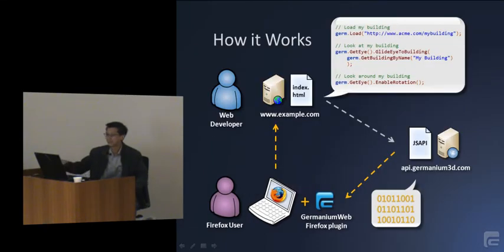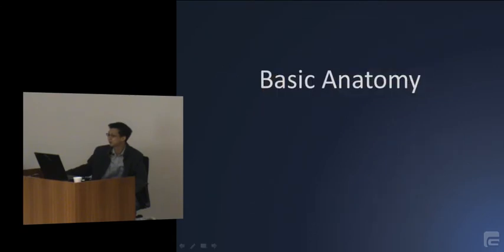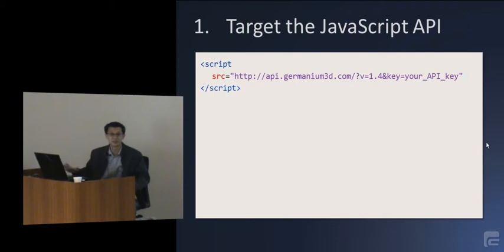Okay, this is the pictorial version of what's happening. So I'll just quickly show what this diagram looks like in HTML code. Just a very quick one. So let's take a look at the basic anatomy of a super simple Germanium app.